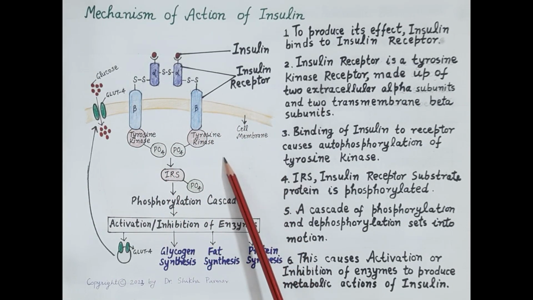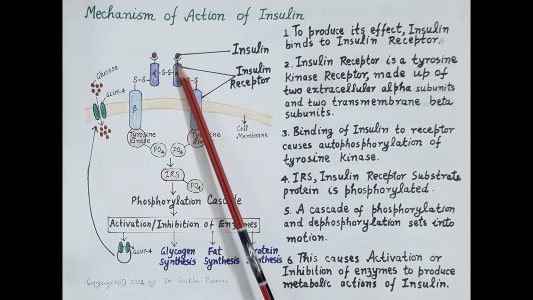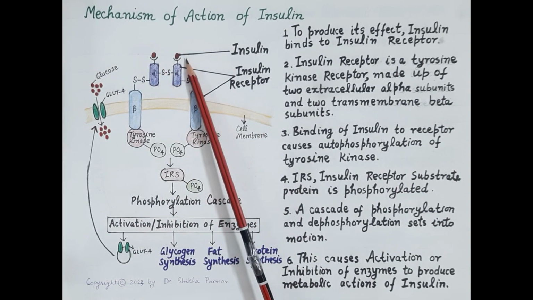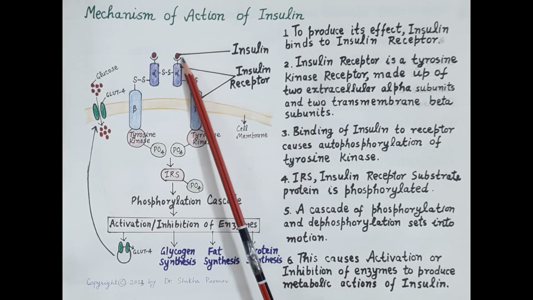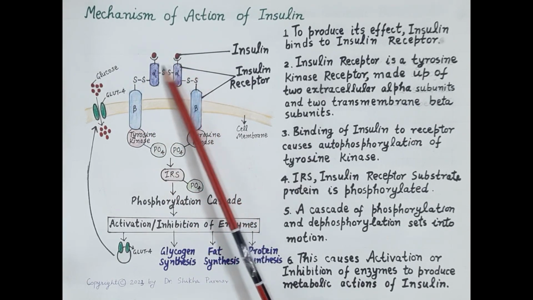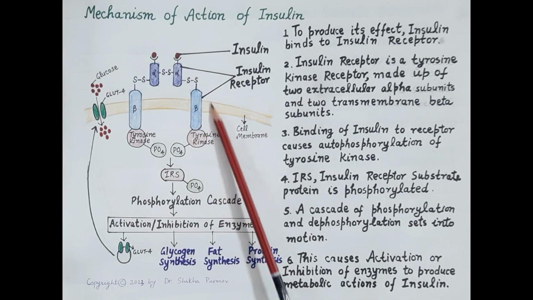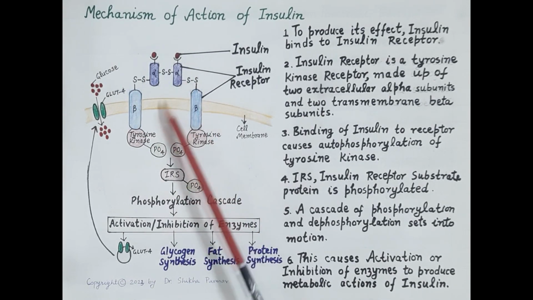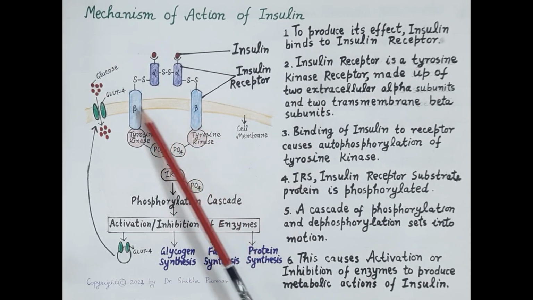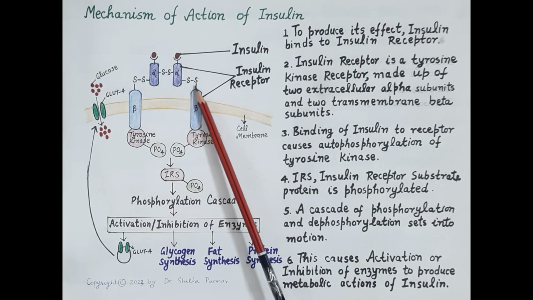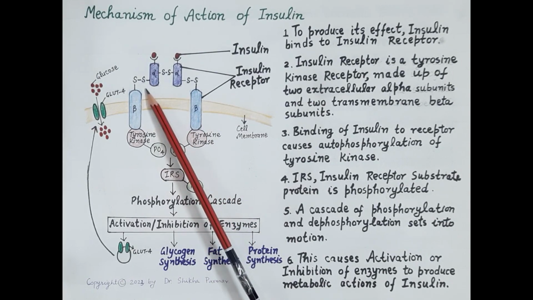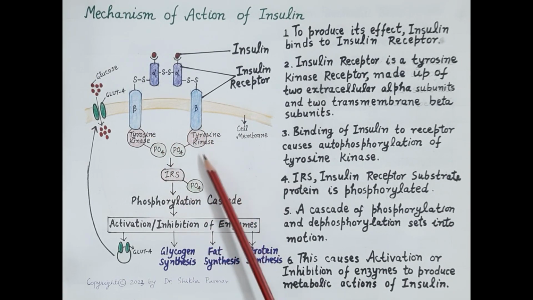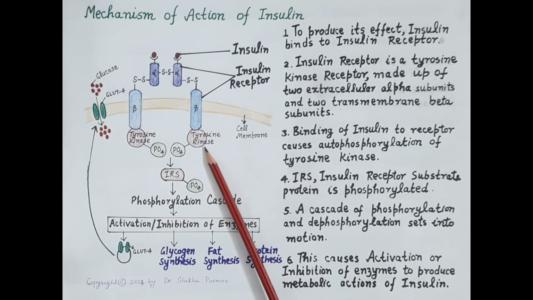Now, to produce its effect on the target cell, insulin binds to the insulin receptors and activates them. This is an insulin receptor. The insulin receptor is made up of 4 subunits, 2 alpha subunits and 2 beta subunits. These subunits are held together by disulfide linkages. The insulin receptor is an enzyme-linked receptor. The enzyme tyrosine kinase is found attached to the beta subunit.